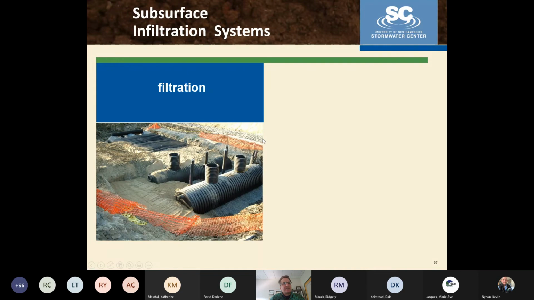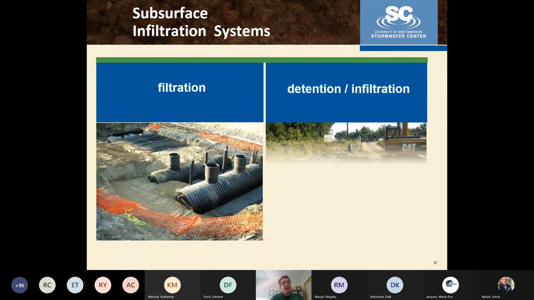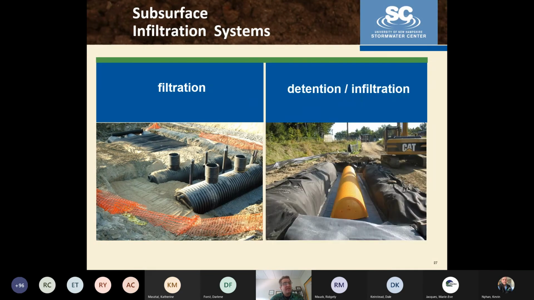All right, subsurface systems. There's a range of these, and they range from proprietary devices like chamber systems and infiltration chambers, big, large diameter perforated pipe, to stone systems. And what the chambers are actually doing is creating a structural void space. For the most part, with 3/4 inch stone, we calculate about a 40% porosity. So you get a 40% void space.